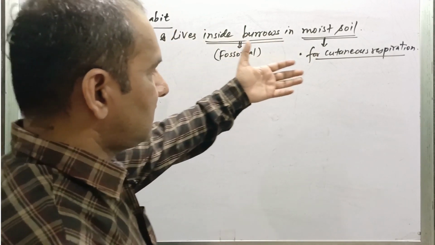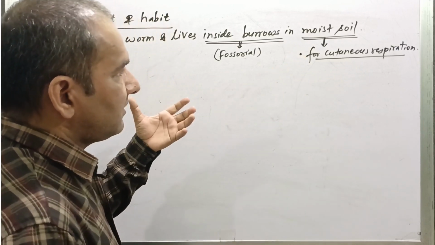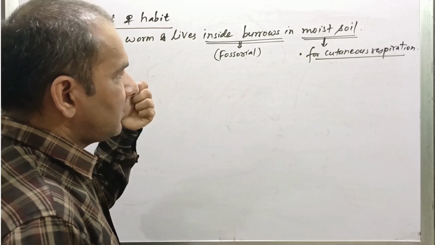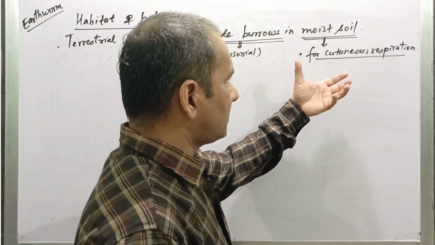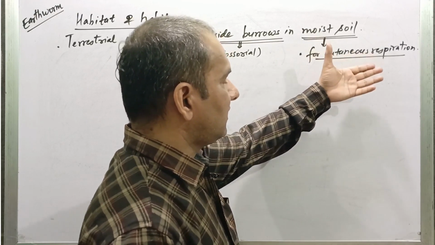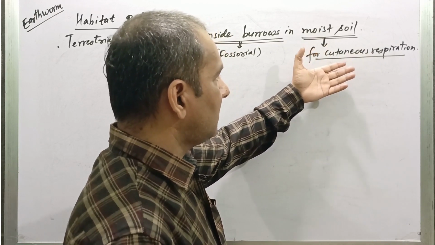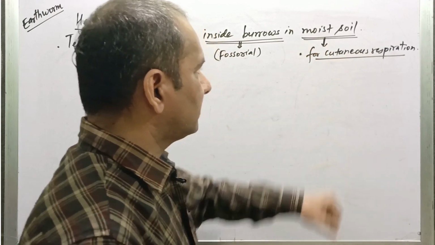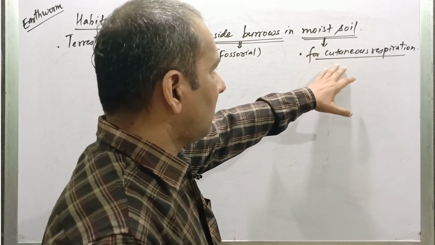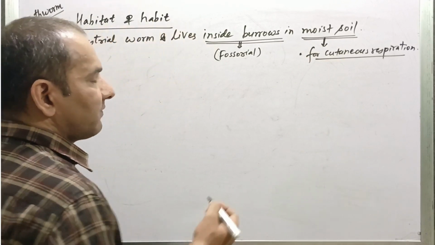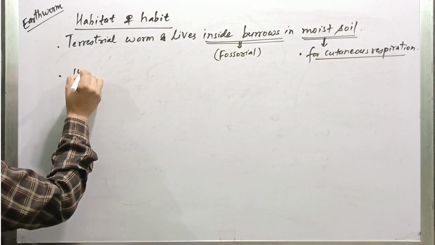If it lives in dry soil, then the moisture present on the surface of the body is absorbed by the dry soil and the skin or body surface becomes dry. That is why it cannot perform cutaneous respiration. For cutaneous respiration, we know the skin must be moist. So, due to the lack of moisture, cutaneous respiration cannot be performed by dry skin and the earthworm may die due to asphyxia.